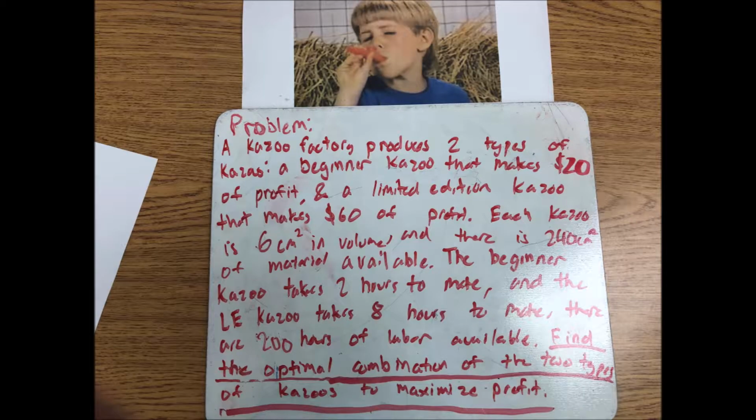We have a problem here. For example, a kazoo factory produces two types of kazoos, a beginner kazoo that makes $20 a profit, and a limited edition kazoo that makes $60 a profit. Each kazoo is 6 centimeters squared in volume, and there are 240 centimeters squared of material available. The beginner kazoo takes 2 hours to make, and the limited edition kazoo takes 8 hours to make. There are 200 hours of labor available. Find the optimal combination of the two types of kazoos to maximize profit.